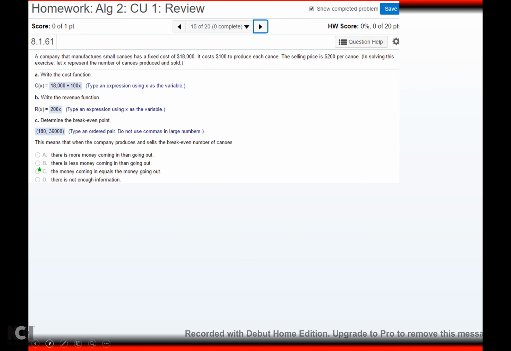All right, so a company that manufactures small canoes has a fixed cost of $18,000, and it costs $100 to produce each canoe. So to get my cost function, that is going to be your fixed cost of $18,000 plus $100 per canoe that you make. So there's my cost function. My revenue function, you're selling it for $200 per canoe.